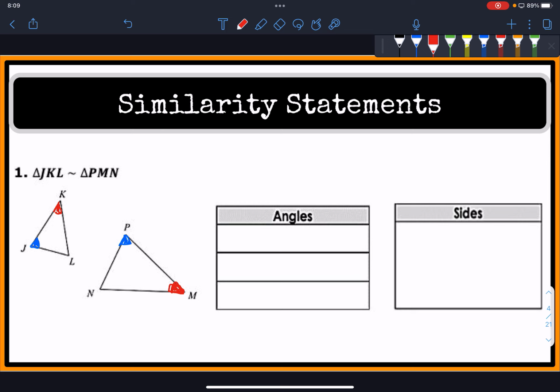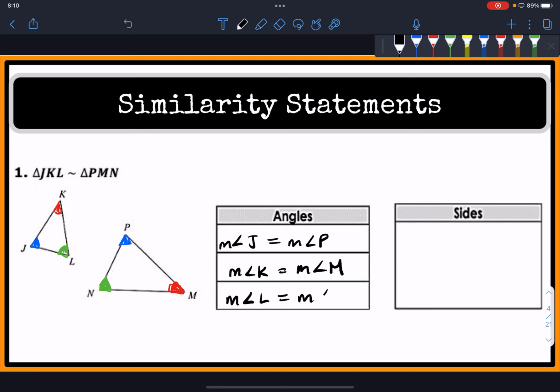Let me color that in red. And in green, angle L corresponds to N. So what that means is that because these are similar figures, those corresponding angles are going to be congruent. So the measurement of angle J is equal to the measurement of angle P. The measurement of angle K is equal to the measurement of angle M. And the measurement of angle L is equal to the measurement of angle N.